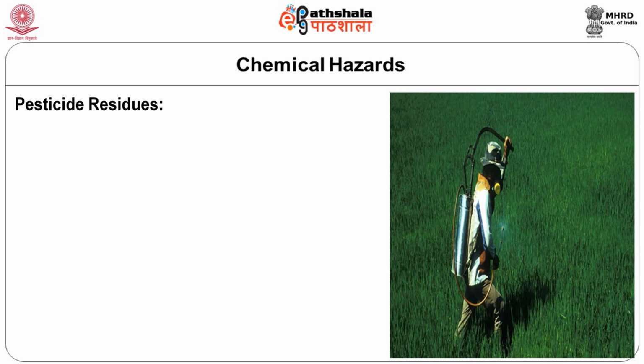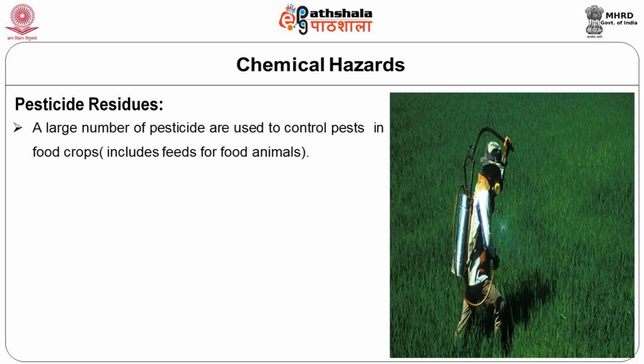Now we come to the other type of chemical hazards. They are known as pesticide residues. A large number of pesticides are used to control pests in food crops. This is not only on agricultural food crops but also on feeds for food animals. In all these places they are likely to have pesticide residues. So the residues they leave in food are called pesticide residues.